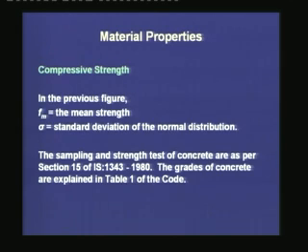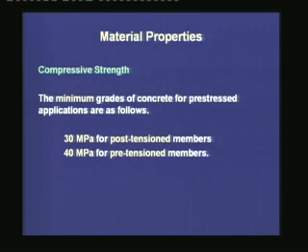Based on the strength of concrete, concrete is divided into several grades. The grades of concrete are given in table 1 of the code. The minimum grades that the code allows for prestressed concrete applications are 30 megapascal for post-tension concrete and 40 megapascal for pre-tension concrete. As we had seen while understanding pre-tension members, in pre-tension members there is an obligation of applying the prestress at an early age so as to remove the specimens from the prestressing bed. Since the prestress is applied at a relatively earlier age, the code specifies a higher minimum strength for pre-tension members.